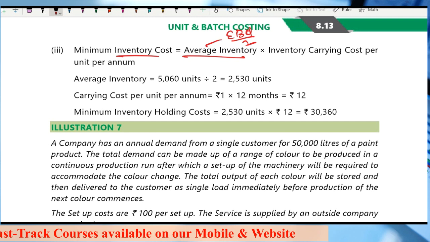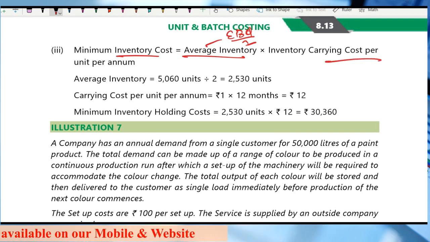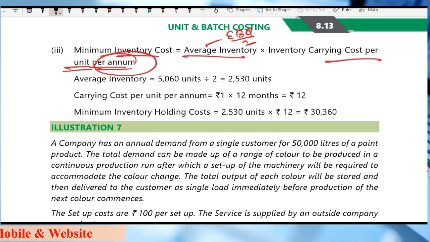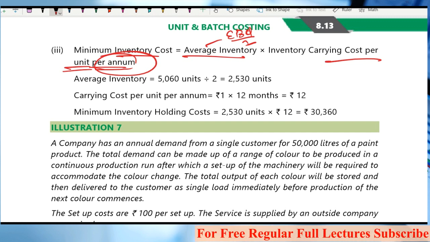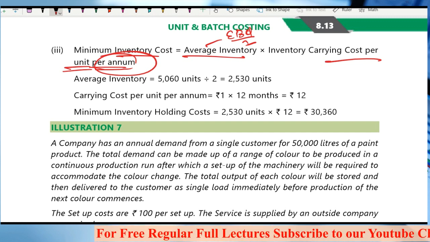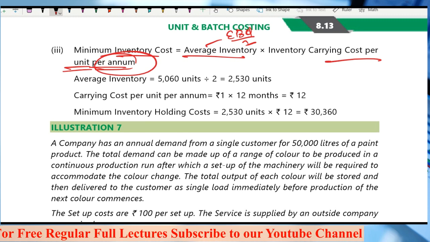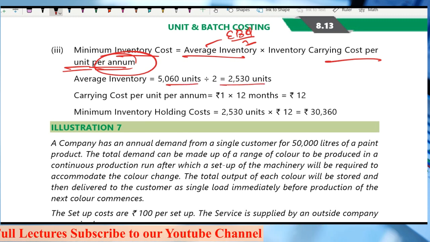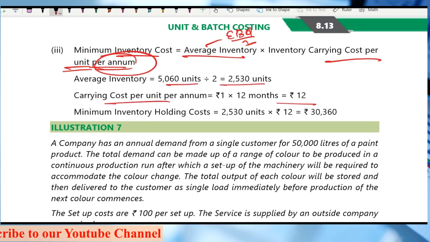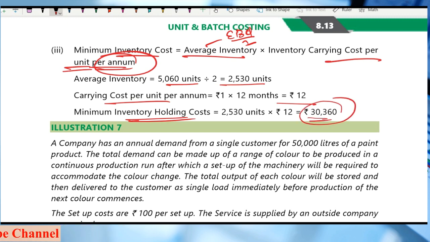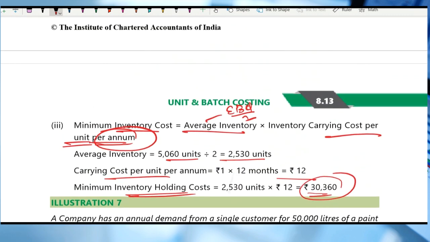So average inventory multiplied by inventory cost per unit per annum. This is very important to remember, that you have to take the carrying cost per unit per annum. I am repeating again and again so that you do not forget about it, right? So average inventory is calculated, carrying cost calculated, sir. Minimum inventory holding cost is 30,360. No issues.